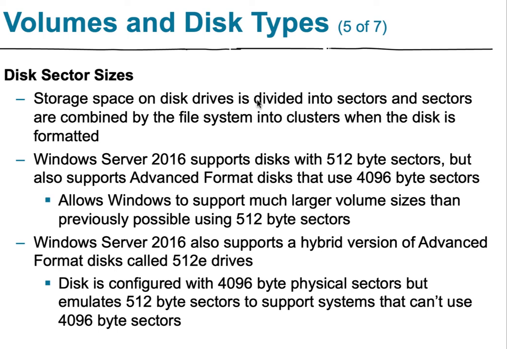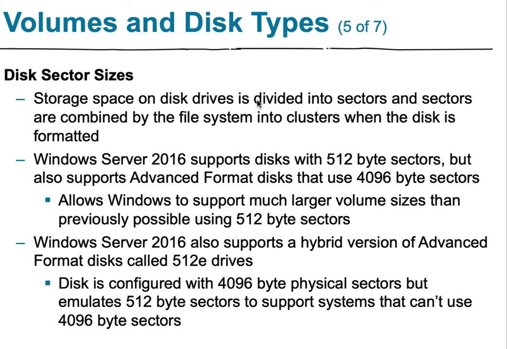Sector sizes have traditionally been 512 bytes in length, and the sectors are combined into cluster sizes in kilobytes of 4, 8, 16, 32, and 64. Windows Server 2016 supports disks with the 512-byte sectors, referred to as a standard format disk. But Windows Server 2016 also supports advanced format disks that use 4096-byte sectors. The larger sector size allows Windows to support much larger volume sizes than previously possible using 512-byte sectors.